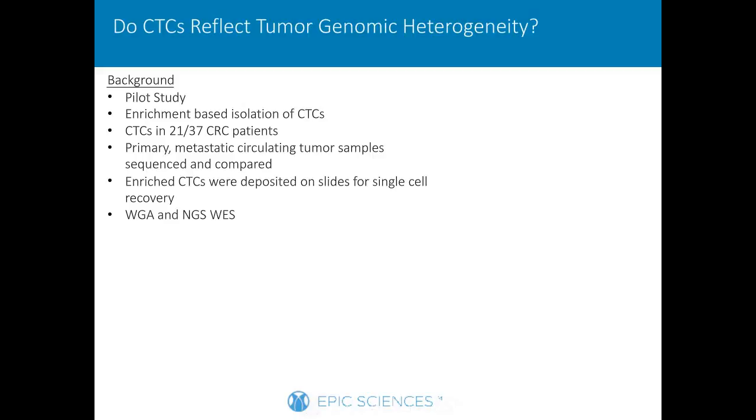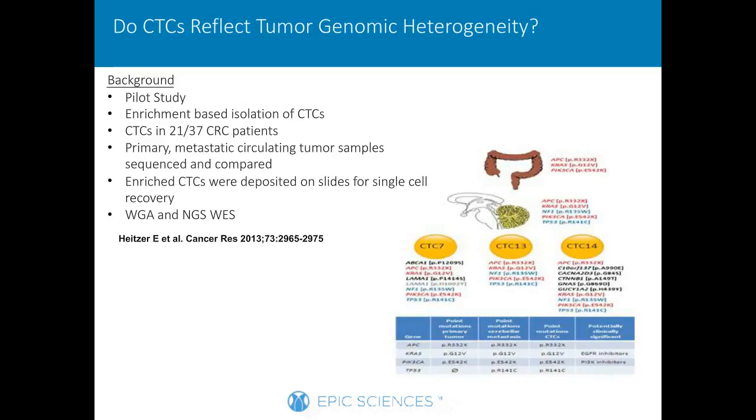So another interesting study is, we know that there's tumor heterogeneity. There was a paper published in 2013, and this was a study to look if the CTCs could reflect the subclonal diversity that we see in the tumor population. This is a pilot study they did, and they used EpCAM-enriched CTCs as well as primary tumor biopsies and metastatic tumor biopsies, and they did whole exome sequencing.